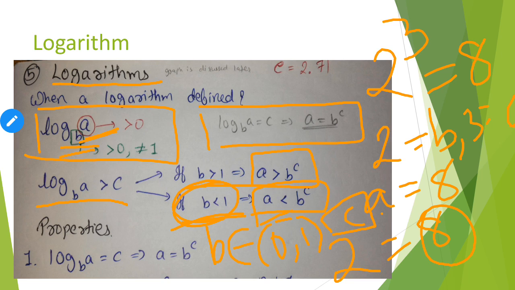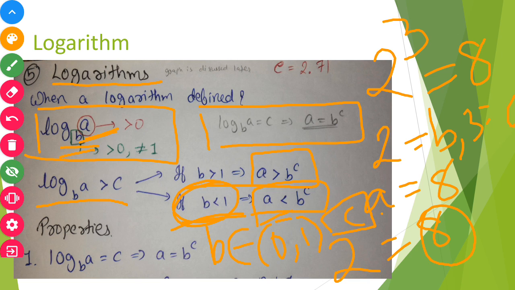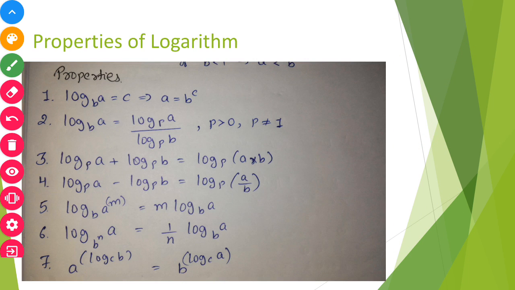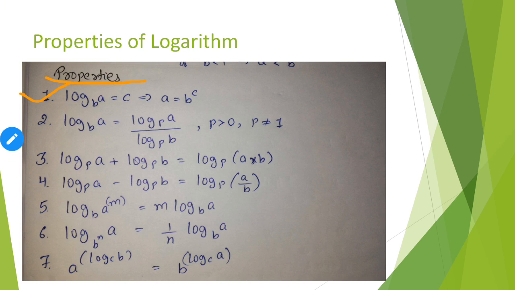Now let's see a few properties. The first one, which I have already discussed: if log a to the base b is equal to c, we can directly write a is equal to b raised to c. So now this first property is discussed.